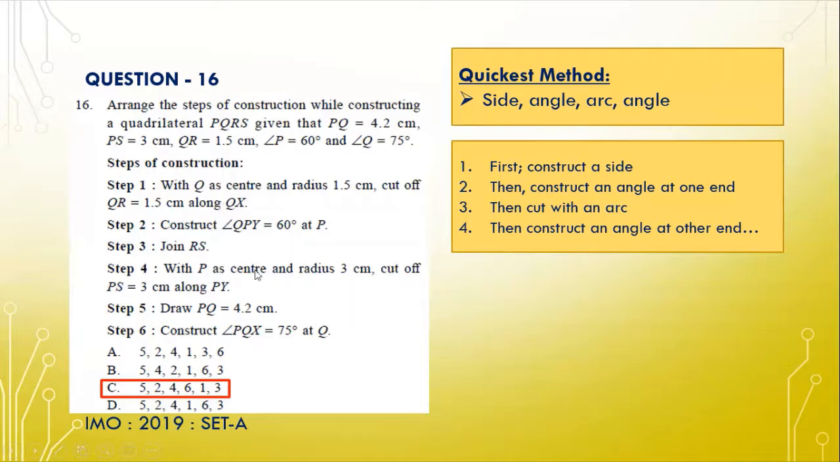That will give PS. Now draw the angle at the other end, which is construct angle PQX with QX as the ray, isn't it? At 75 degrees, because angle Q is 75 degrees. PQX is the ray. And then the other steps, isn't it? So the steps are number 5 is first, then number 2, then number 4, and number 6. So 5, 2, 4, 6, isn't it? The only option for having 5, 2, 4, 6 is option C.